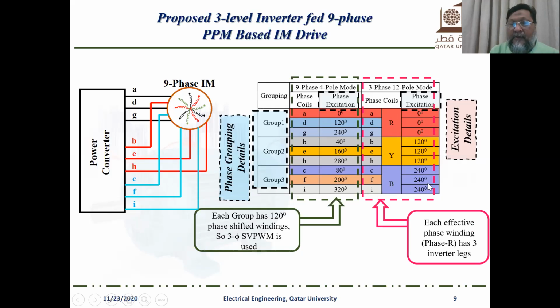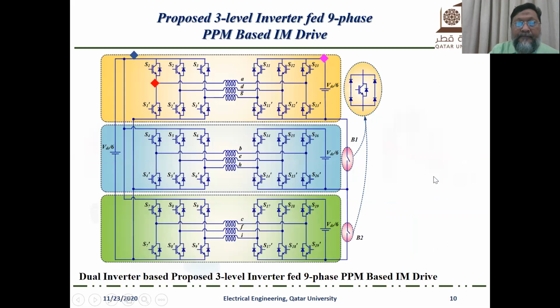And when we use this machine as a 3-phase 12-pole mode, then A, D, G are all together. They are excited with 0 degree. Then B, E, H are excited with 120 degree, and C, F, I are excited by 240 degree. So this is the proposed configuration for the 3-level inverter fed 9-phase pole phase modulation based induction motor drive.